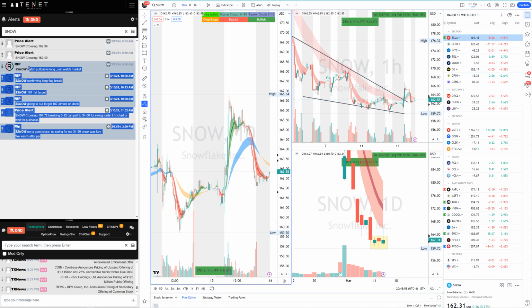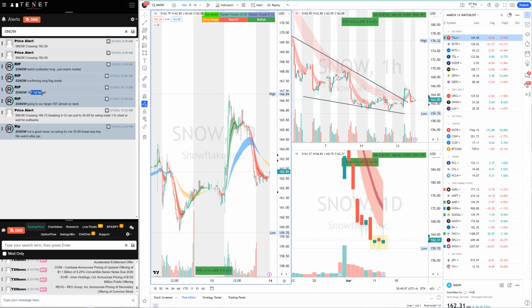You can pause the screen and see that 167 was the target I gave to everyone in the morning. I mentioned it at 9:36, when it was still trading at 162, 163, and it was a nice trade for the community today. Remember this analysis, and we will be trading it in coming days, and hopefully we get another swing.